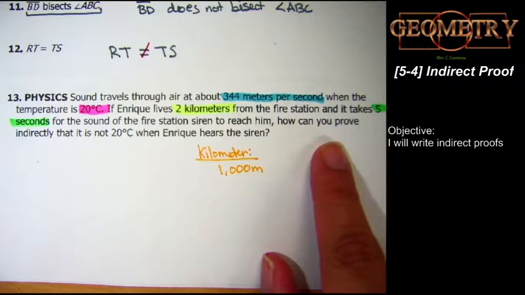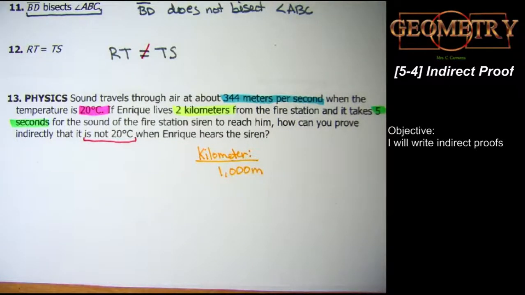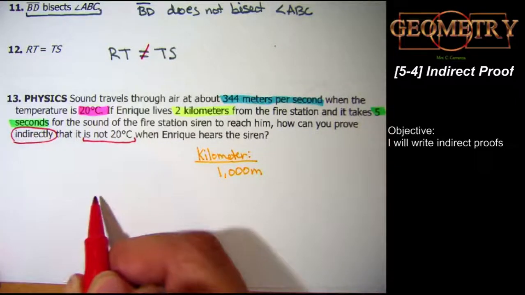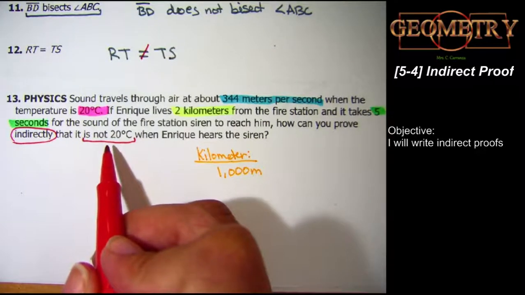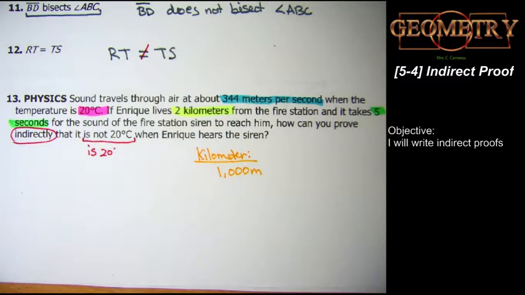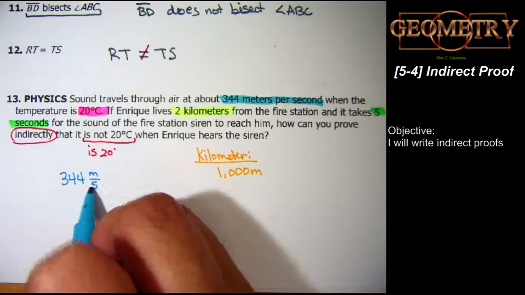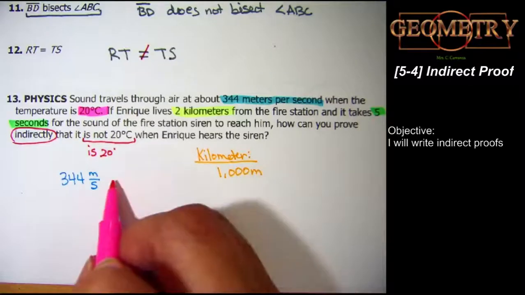How can we prove indirectly that it is not 20 degrees outside, 70 to us here in Texas, when he hears the siren? Indirect proof. That's our hint. For an indirect proof, we're going to take the conclusion. Our conclusion is that it's not 20. And we're going to look at the opposite. It is 20. It's 20 degrees outside when Enrique hears the siren. If it's 20 degrees outside, then that means that the sound waves are going to travel 344 meters per second. And they're going to do that for 5 seconds.